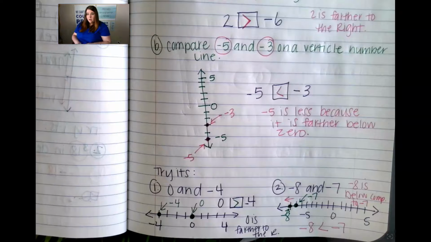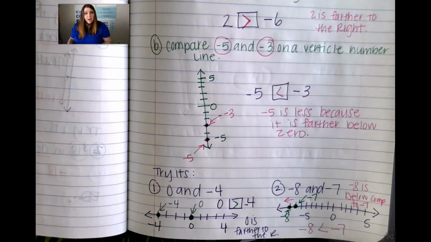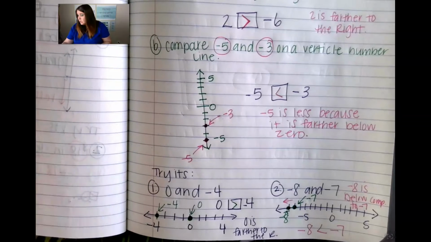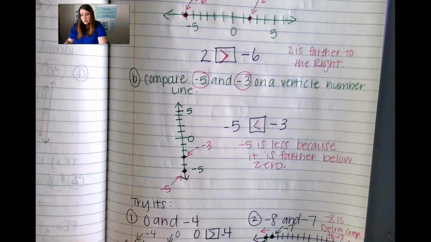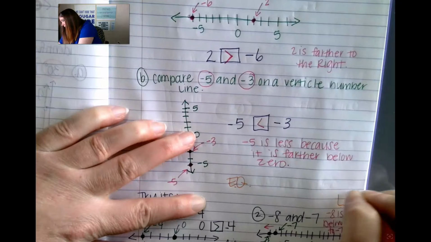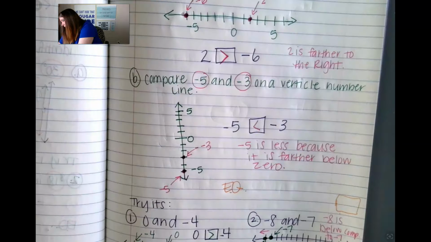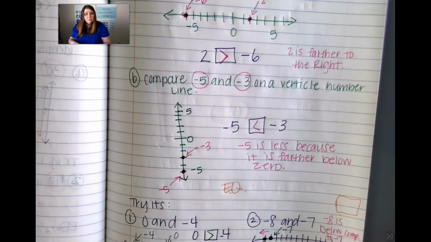All right, sixth graders, go ahead and answer your essential question: How do we compare integers? Answer that essential question and then rate your understanding out of 3. How are you feeling about comparing integers? If you have any questions, come on back to the Google Meet and ask me for help. Otherwise, make it a great day the Cougar way.